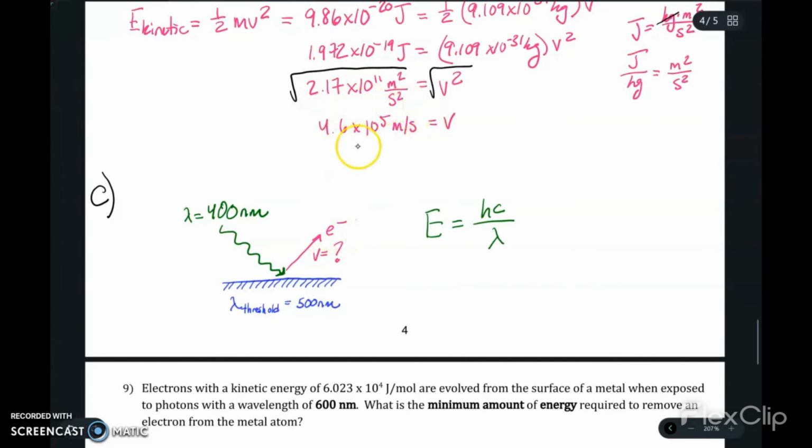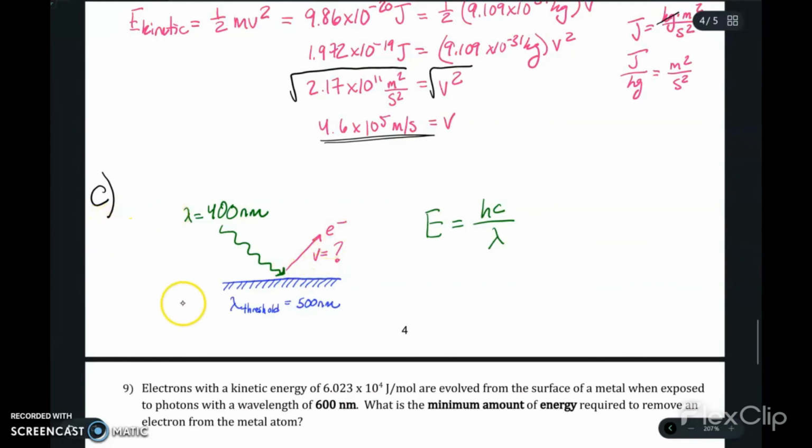So we got this velocity up top here in part B because we know that the light coming in now has more than enough energy to eject the electron, and that leftover energy goes into the kinetic energy of the electron itself, that motion, that velocity.